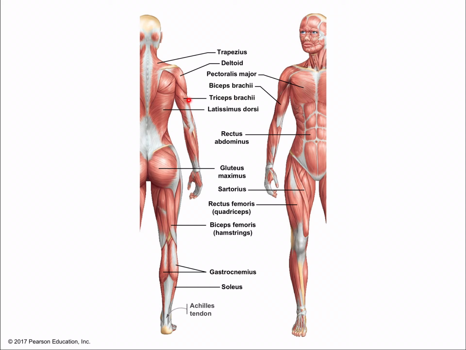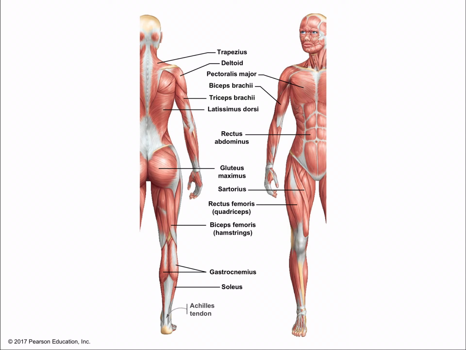Okay, in the back you got the latissimus dorsi as well. You got your abdominal muscles, rectus abdominis, gluteus maximus. Major muscle here cutting across the thigh like a strap is your sartorius. Your quadricep muscle group is made up of the rectus femoris, which is one of them. And in the back you've got your biceps femoris, which is your hamstrings, right?